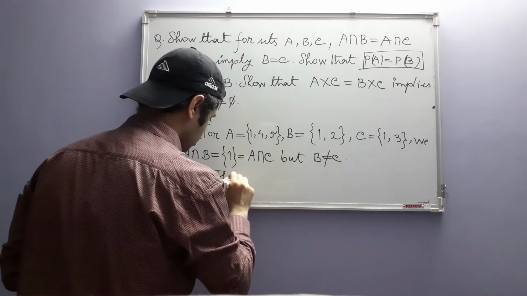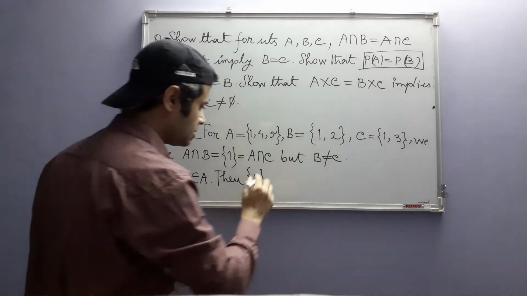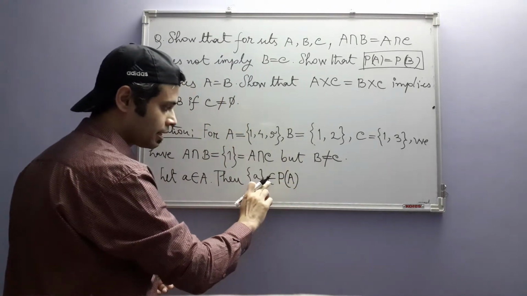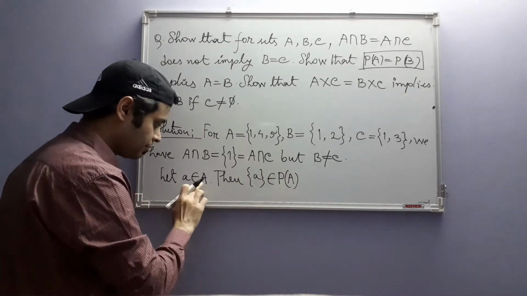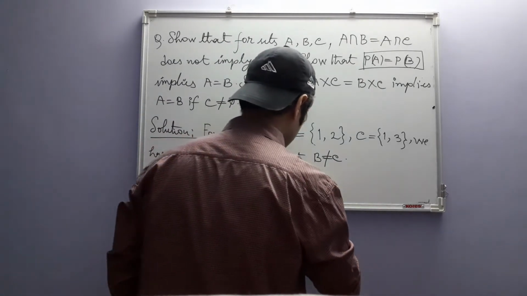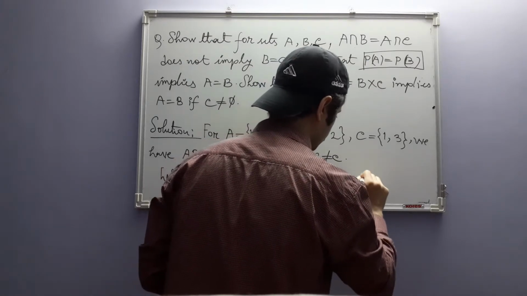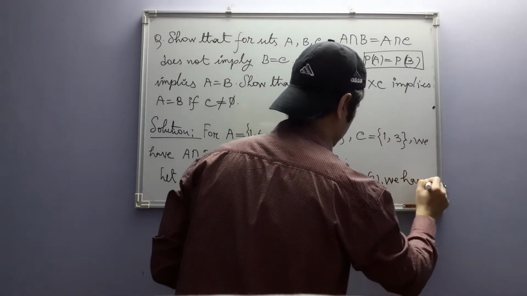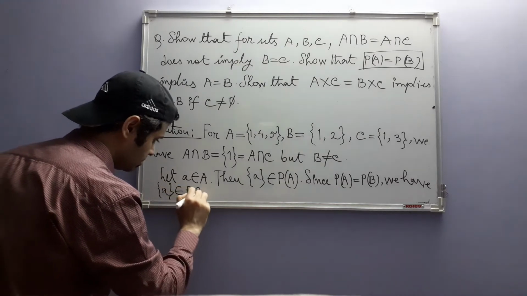Then this subset is an element in the power set of A. Look at this carefully. It is an element in the power set of A, not a subset of the power set of A. It's a subset of A, not of P of A. It's an element of P of A. Since PA is equal to PB, we have this belongs to PB.